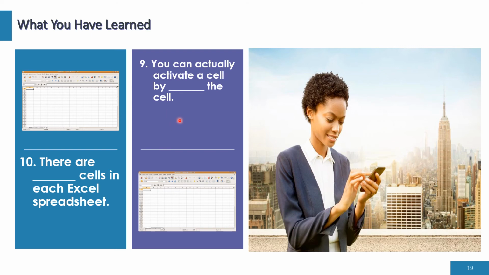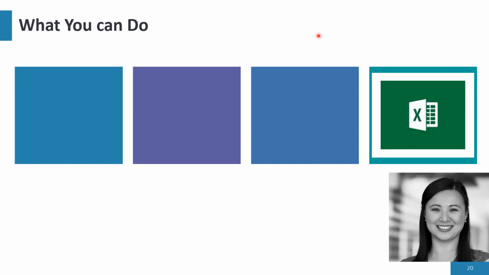Okay, number nine, you can actually activate a cell by blank the cell. Then, number 10, there are blank cells in each Excel spreadsheet. Okay. The next activity is what you can do.